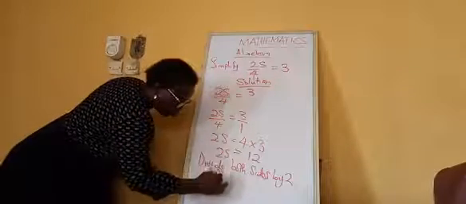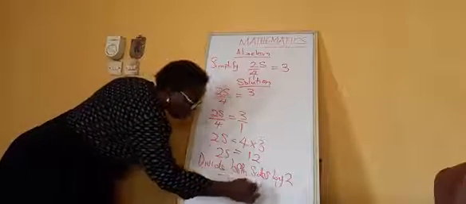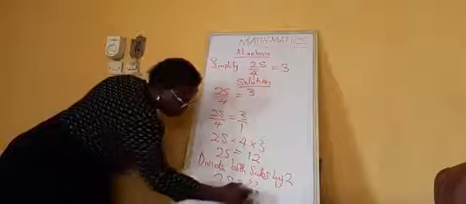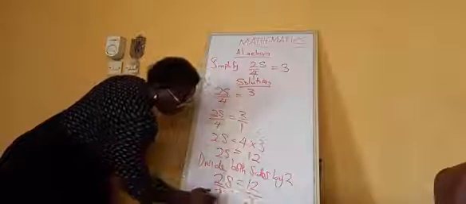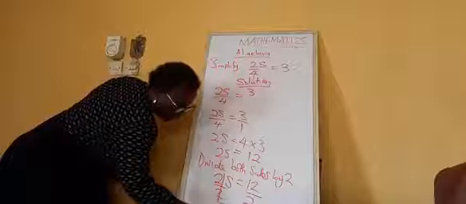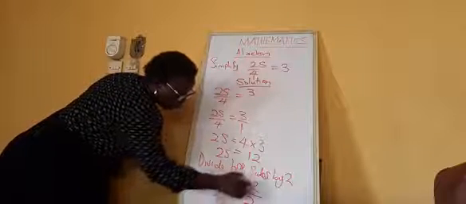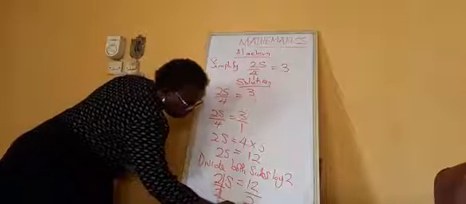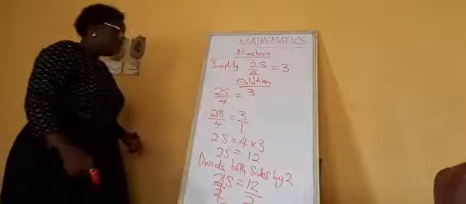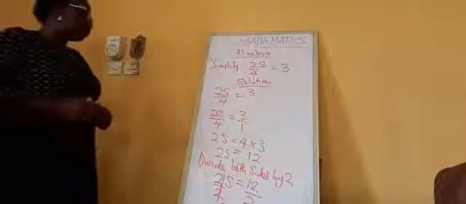So that you have 2x is equal to 12, divided by 2, divided by 2. So this one will cancel. You have x is equal to, how many 2 can you find in 12? 6. So x is equal to 6.